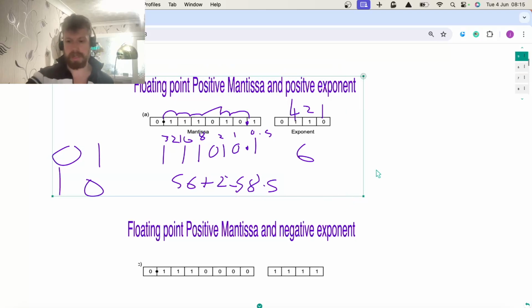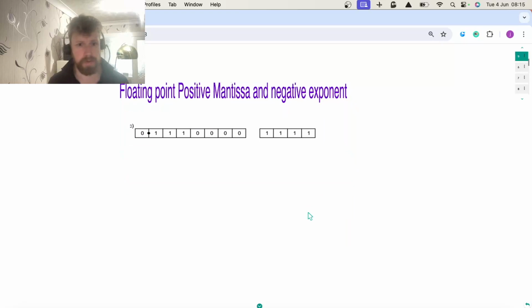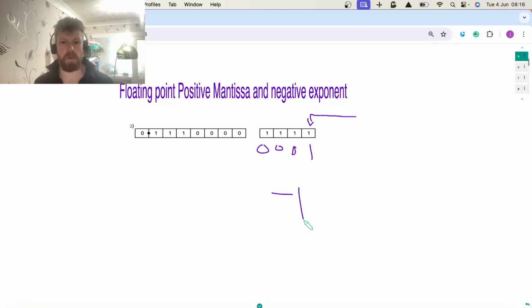Now I'm going to take this out because I need more space for this one. So floating point, positive mantissa and negative exponent. You can see here I've got a negative exponent because I've got a 1 at the front. So step 1 is that I need to 2's complement this. So find my first 1; everything at it and before it stays the same, everything after it is flipped. 0, 0, 0. That then gives me a negative 1.